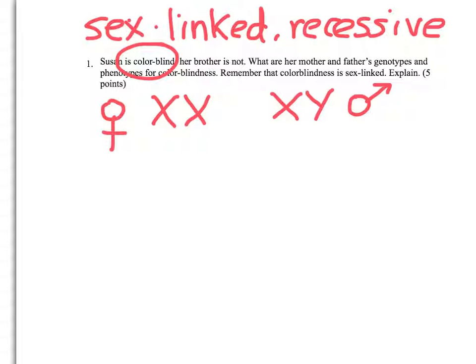Susan is colorblind, her brother is not. This is the only information we're given, and this is what you need to work with. What are her mother and father's genotypes and phenotypes for colorblindness? Okay, so we'll start with the stuff that we know for sure, and then we'll work backwards.